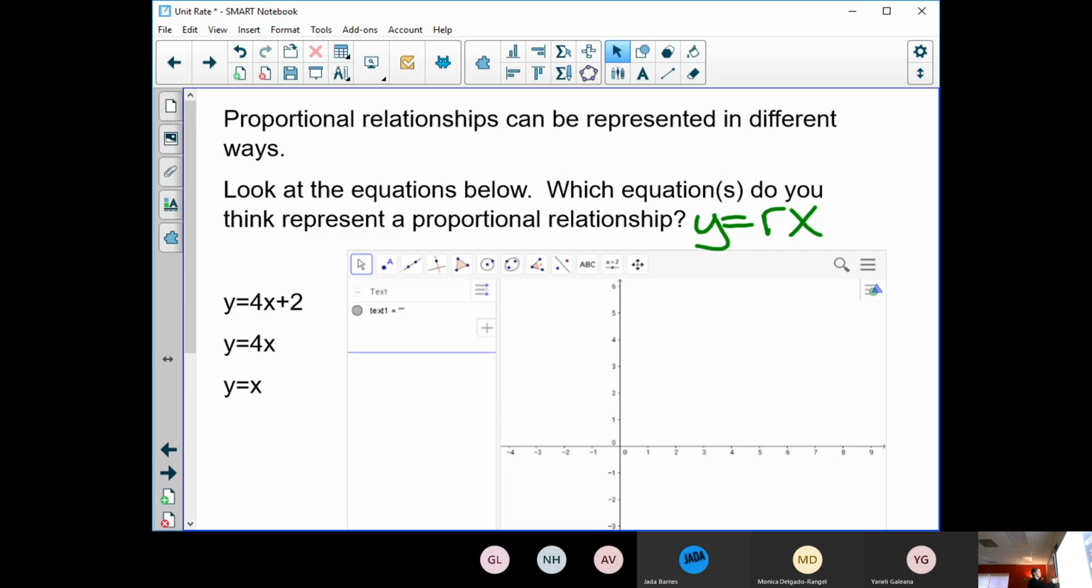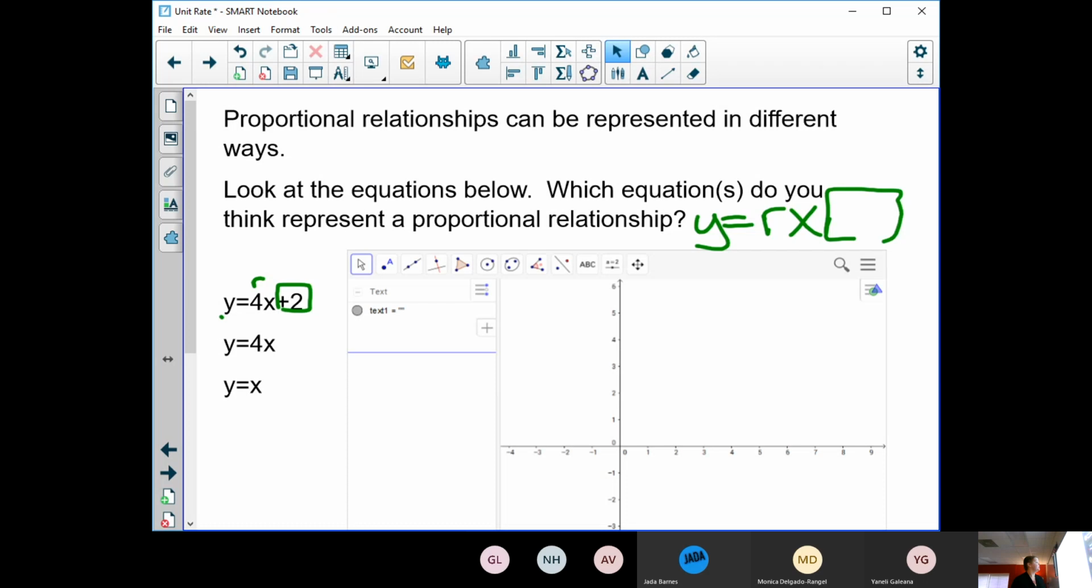All right, let's look at the first one. We have our y value. We have 4, which would be our r, x, but then we have this plus 2. Does our equation for proportional relationships have a plus or minus back here behind it? No, it does not. So if you are asked is the equation proportional, if it has plus a number or minus a number, it's an automatic no.